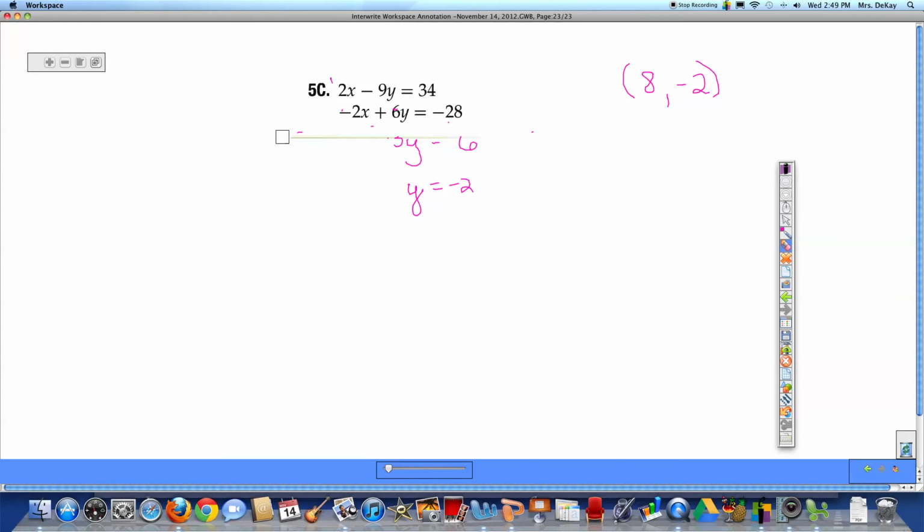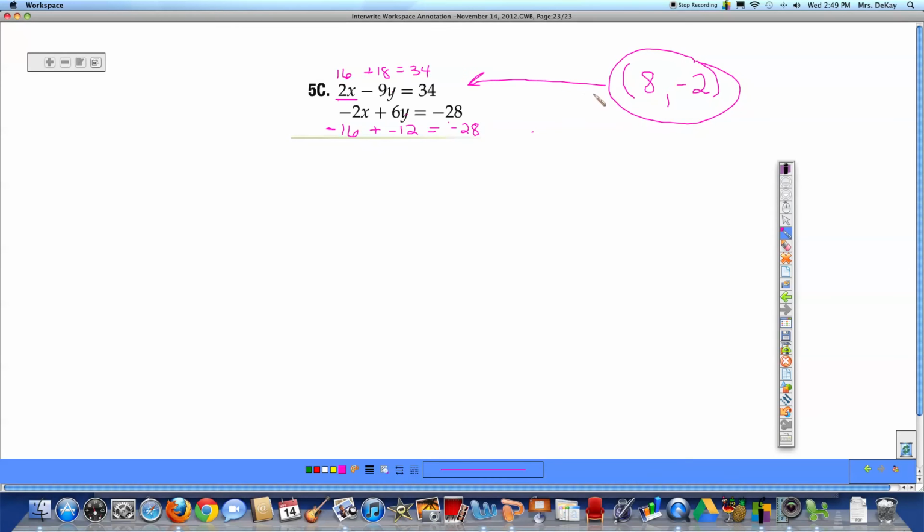Let's just try this. Let's see what happens if I put in 8 for x and negative 2 for y. If I put in 8 for x, I get 16, and if I put in negative 2 for y, I get positive 18. Does that equal 34? Yeah. What if I put in 8 here? Negative 16, and if I put in negative 2 here, negative 12, and if I add them together, do I get negative 28? Yeah. That's the only time I can use that in both of those, and they'll both be true. I could never do it with any other ordered pair.